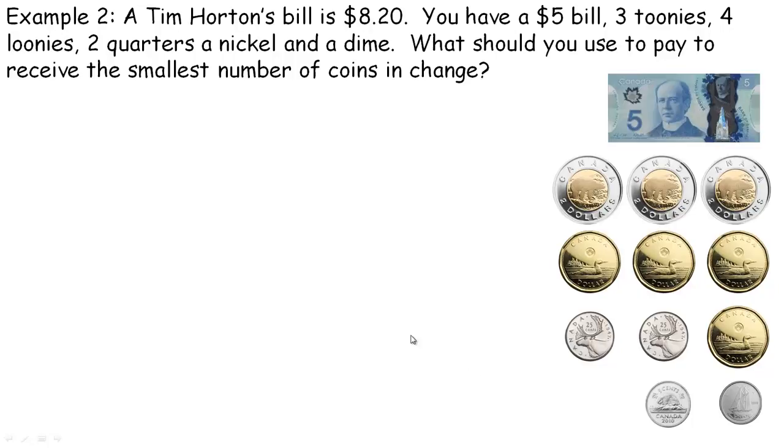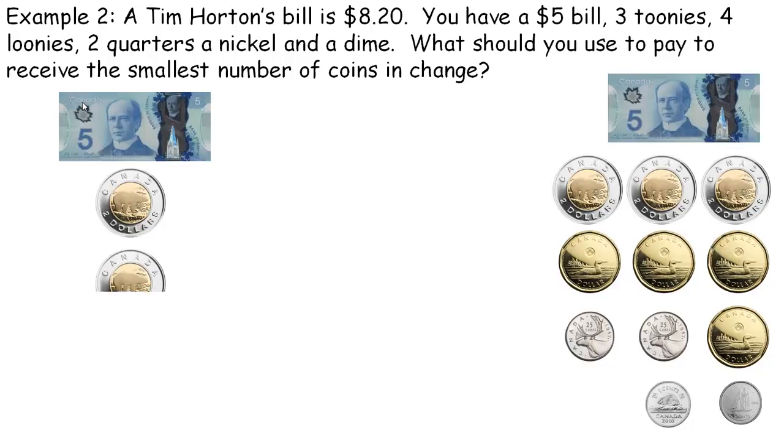Onto the second bill. Second example: a Tim Hortons bill is $8.20. You have a $5 bill, 3 toonies, 4 loonies, 2 quarters, a dime and a nickel. Again, what should you pay with to receive the smallest number of coins in change? I'm going to take a look at 2 examples here. One is better than the other.